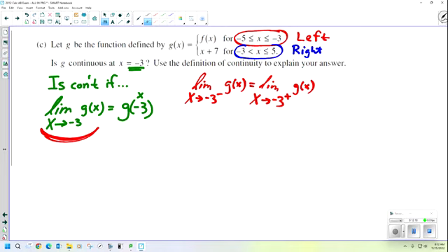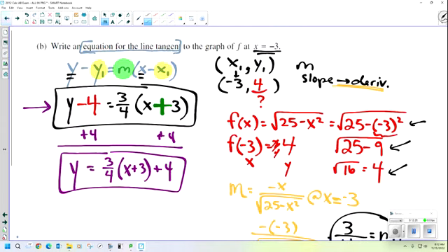Now, f of x, in case you didn't know, was given to us in the beginning as the square root of 25 minus x squared. 25 minus x squared, the square root. We just did this work. We did this work right here twice.